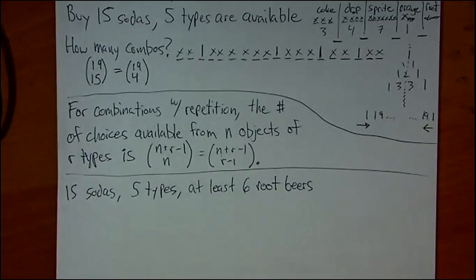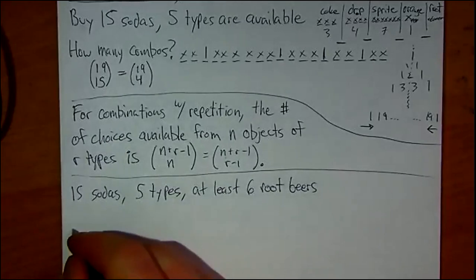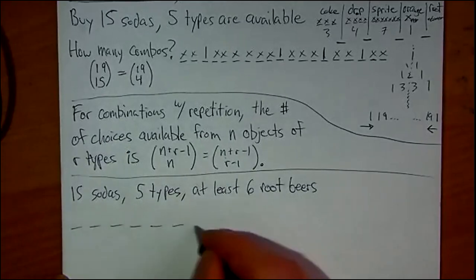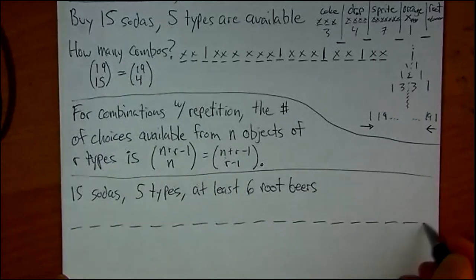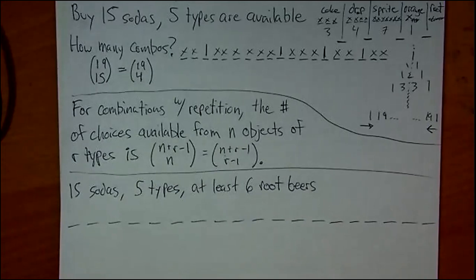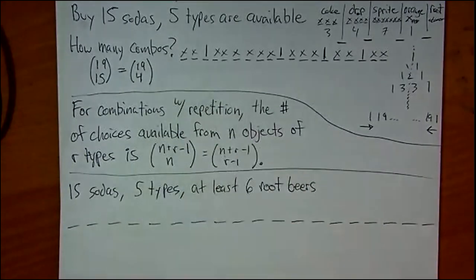Now what's going to happen? So let's lay out our slots again. So we got 19 slots. Okay, there's our 19 slots. Let's say that root beer comes first, just to keep that easy, right? So if we have at least 6 root beers, how does that affect our placement of crosses and bars?